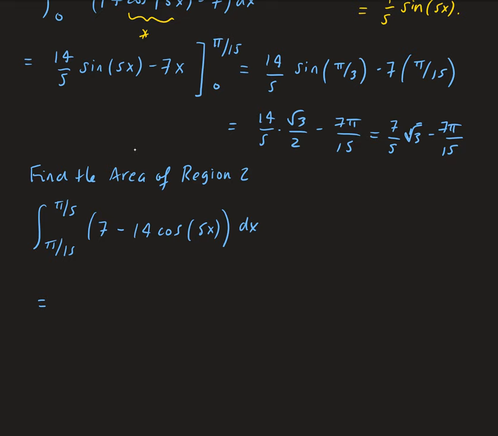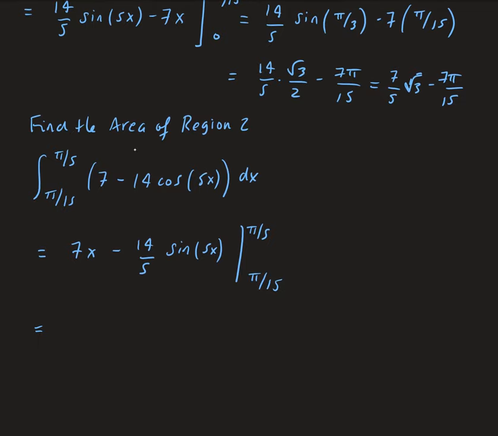So we're going to get a similar result to what we had earlier. This is going to give us 7x minus 14 fifths times sine of 5x. We're going to evaluate this from pi over 15 to pi over 5. So we have 7 times pi over 5 minus 14 fifths times sine of 5 times pi over 5, which is pi over 3. Then minus, and we'll distribute the negative afterward, 7 times pi over 15 minus 14 fifths times sine of pi over 3.